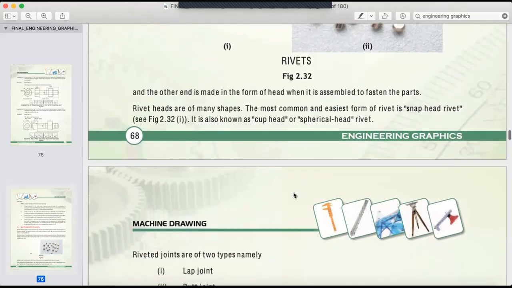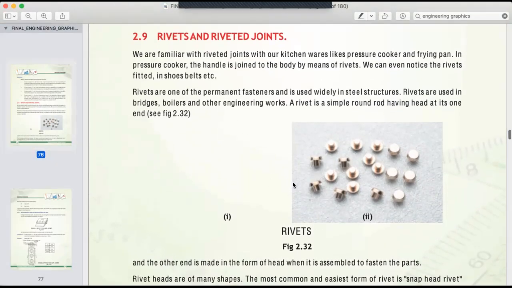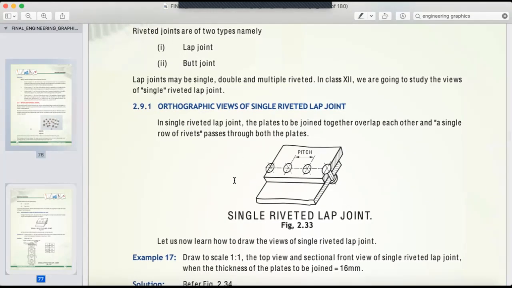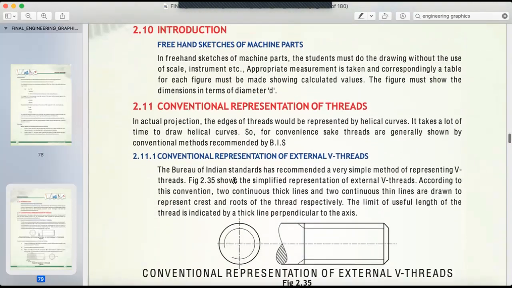Rivets, welding. So what do you mean by permanent? In the sense you can't separate them. You have to break them. If you have joined anything with a rivet, you have to break it. And if you have joined anything with a screw, that means nut and bolt, you can easily remove it. So that would be more temporary. This is more of a permanent kind of thing. So rivet, we will use it that way. You don't have all this lap joint. So just the basics.